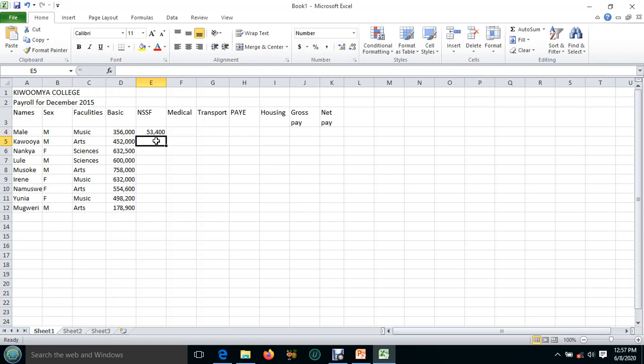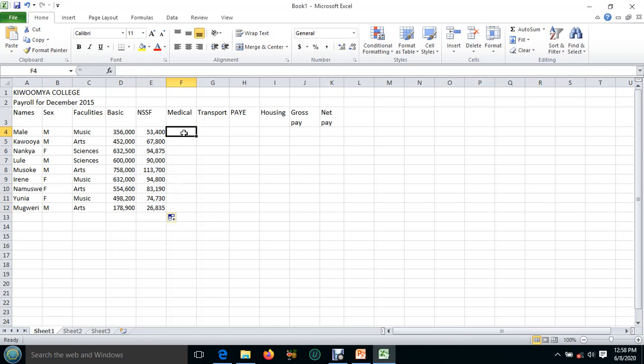After getting that, you can copy this formula for the rest of the people by simply coming to the first answer you got, clicking on it, then moving your cursor to the bottom corner. When it changes to a plus, drag it down.